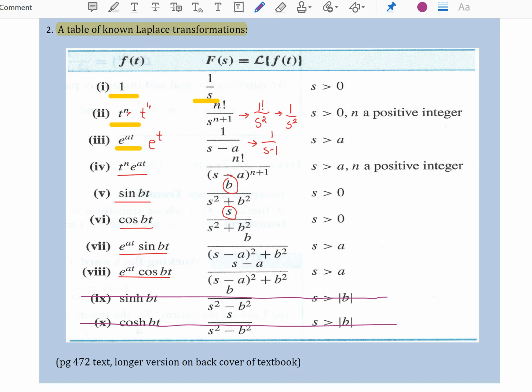Now, if you'd like to look in our textbook on page 472, there is a longer version. It's also on the back cover of your textbook. There's a longer version with more Laplace transforms. But I think this will be sufficient for us to get started.